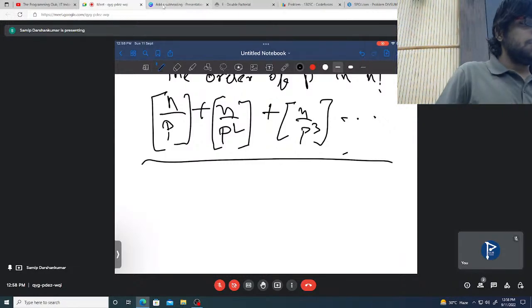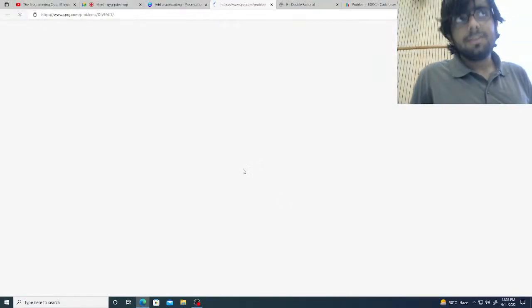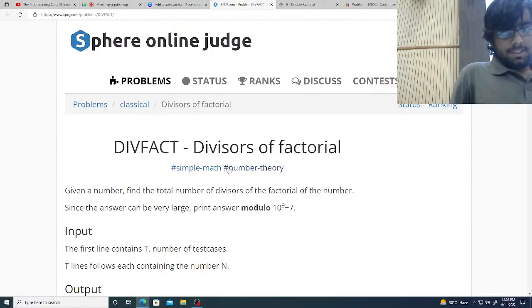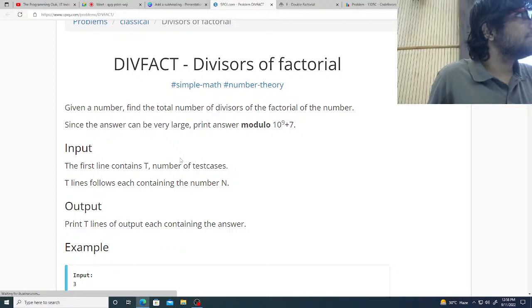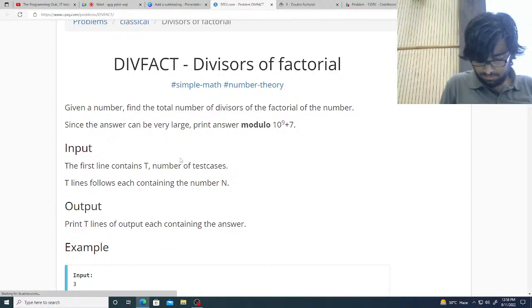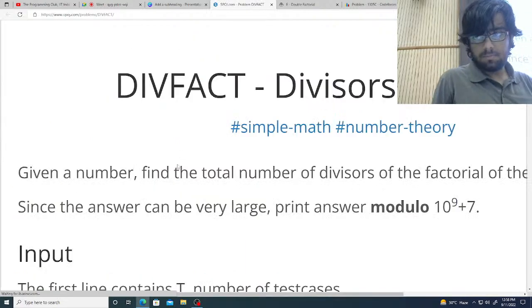Yeah, so moving on to the next problem. So font size is okay, or should I increase? Okay.